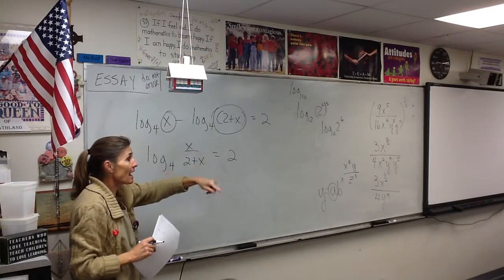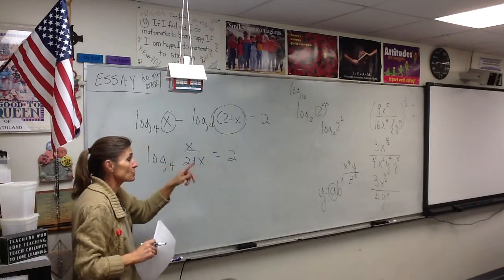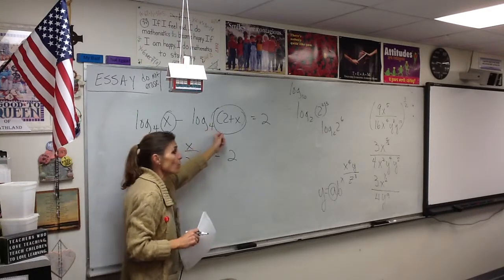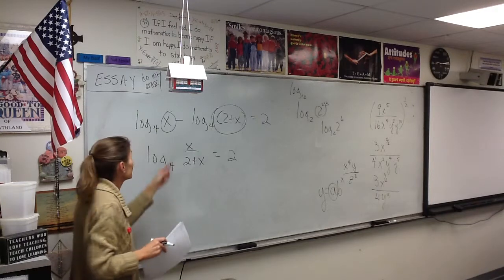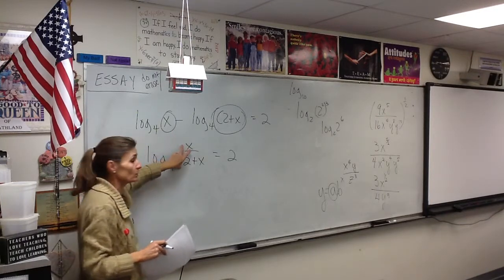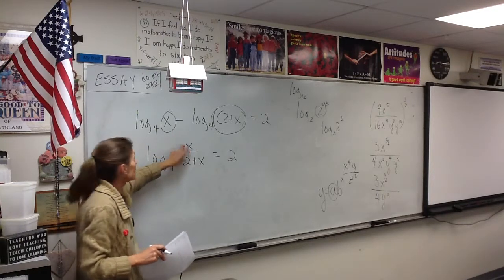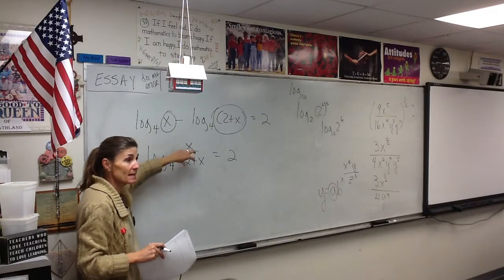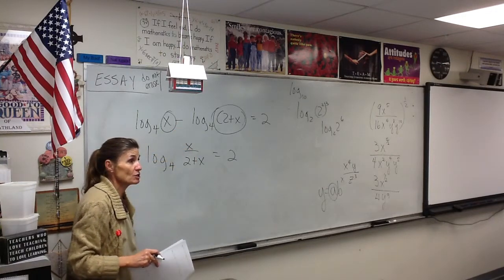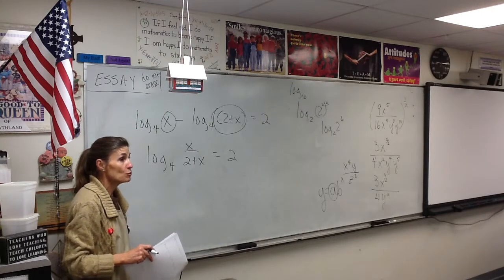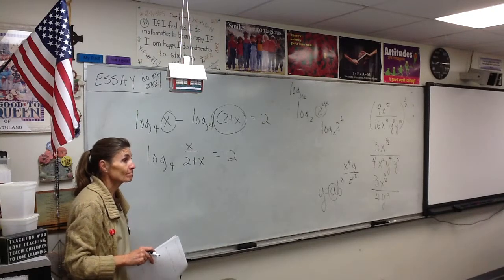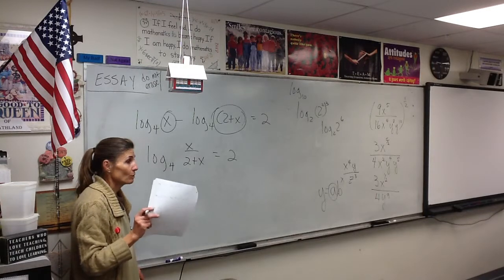You cannot have more than one logarithm on each side. So if there's more than one, you have to figure out a way to put them together. If they are being subtracted, you'll put them together as a division. If they're being added, you'll put them together as a multiplication. Now what? You multiply 2 plus x.